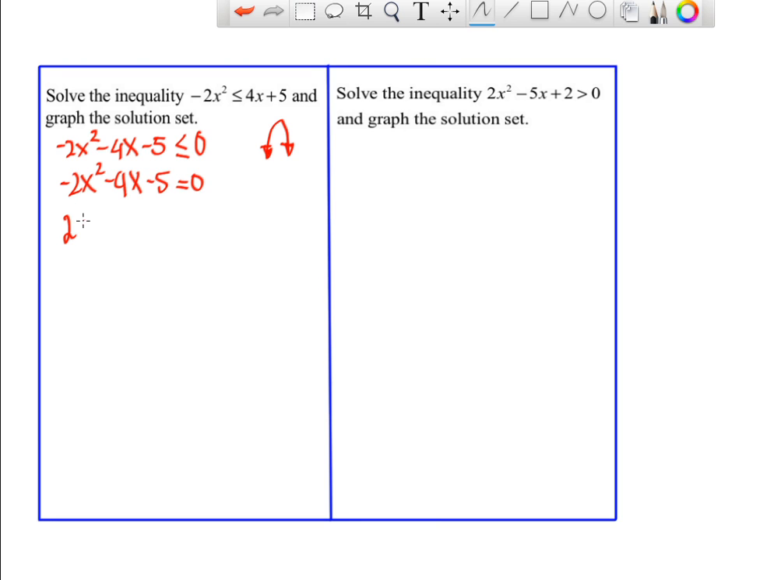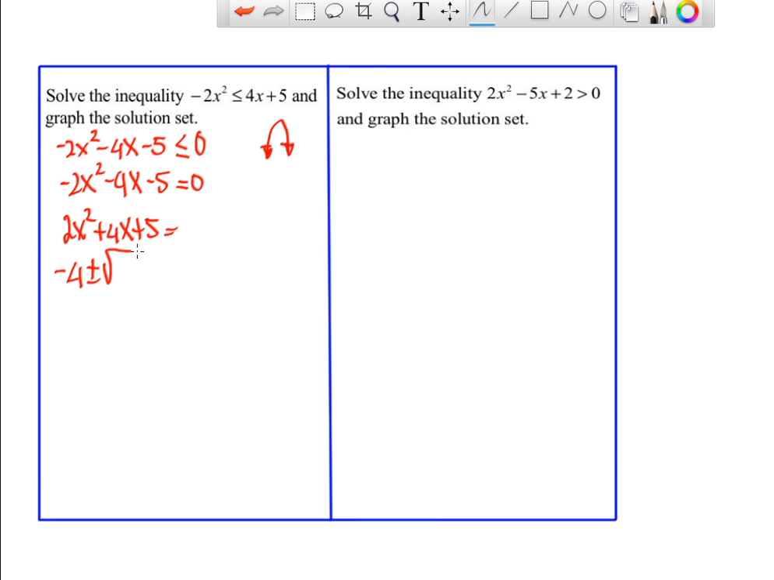So factor the negative out. So that's 2x squared plus 4x plus 5 equals 0. I have a feeling this one might be factorable. So let's start with 2x. So 5 would be 5 and 1. I'm not seeing that work, am I? So maybe it's not factorable. Okay, I don't see an immediate factoring.